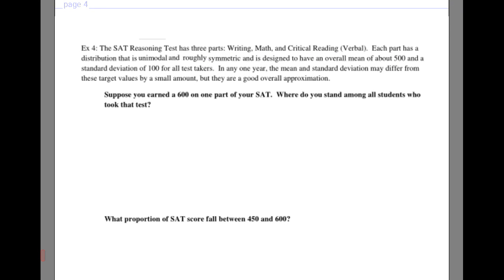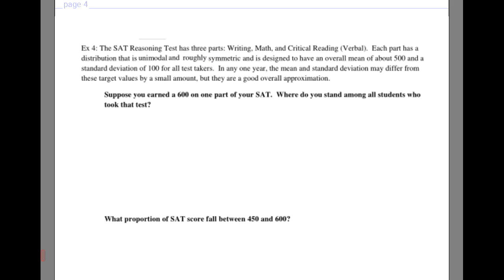Chapter 5, Example 4. The SAT reasoning test has 3 parts: writing, math, and critical reading. Each part has a distribution that is unimodal and roughly symmetric, and is designed to have an overall mean of about 500 and a standard deviation of 100 for all test takers. In any one year, the mean and standard deviation may differ from these target values by a small amount, but they are a good overall approximation.